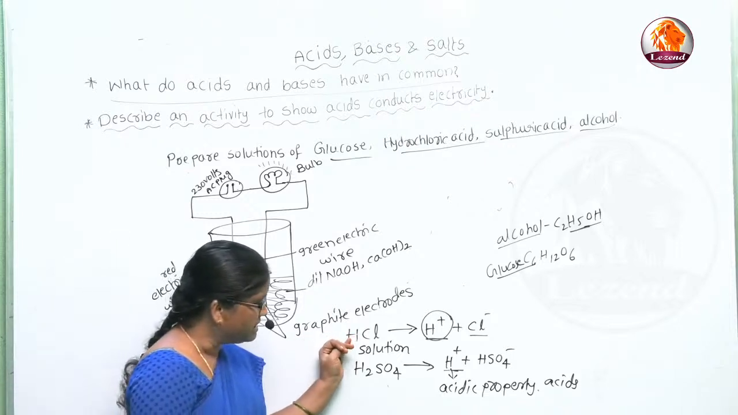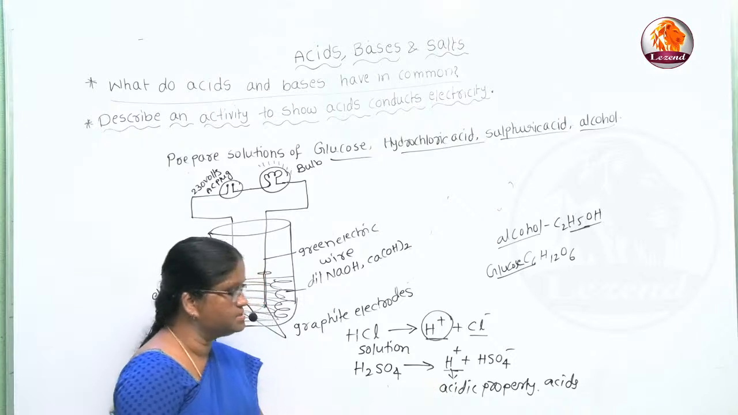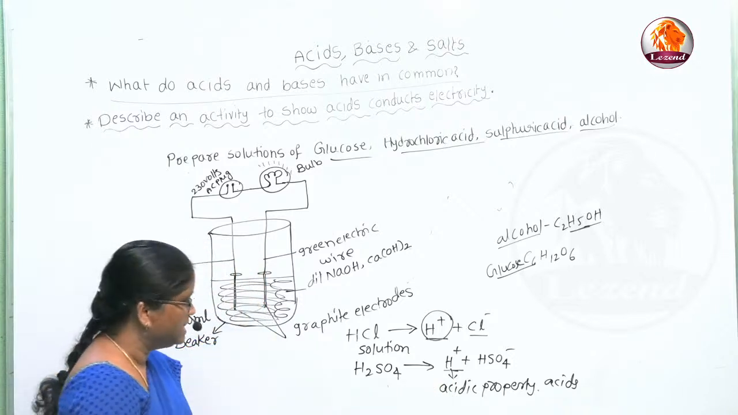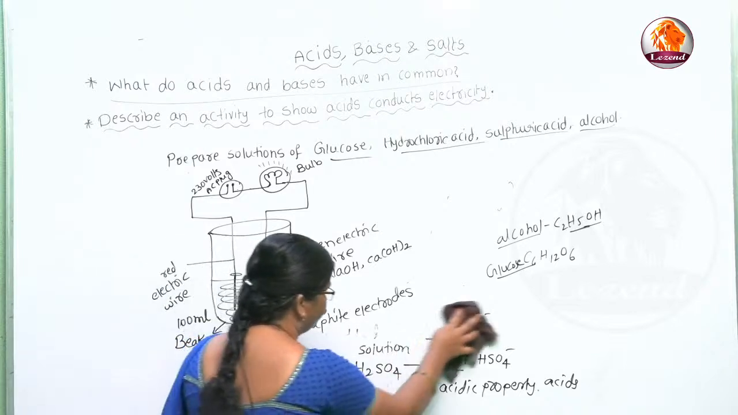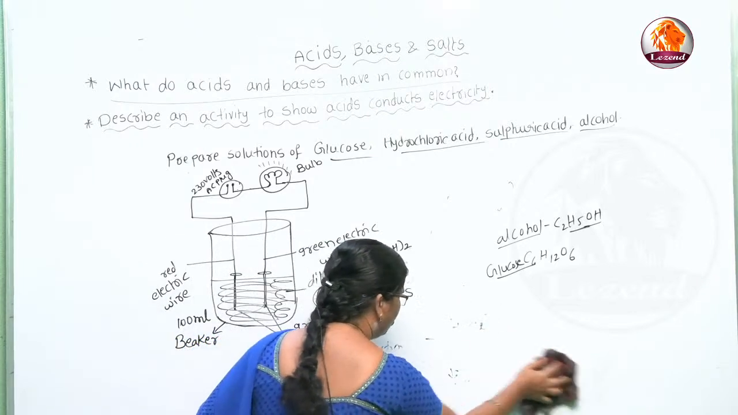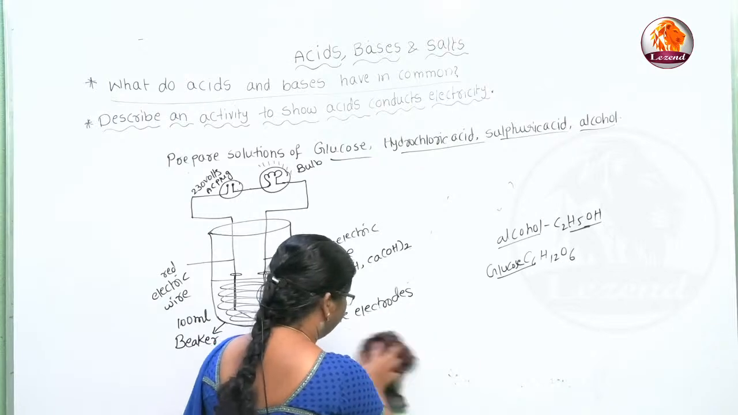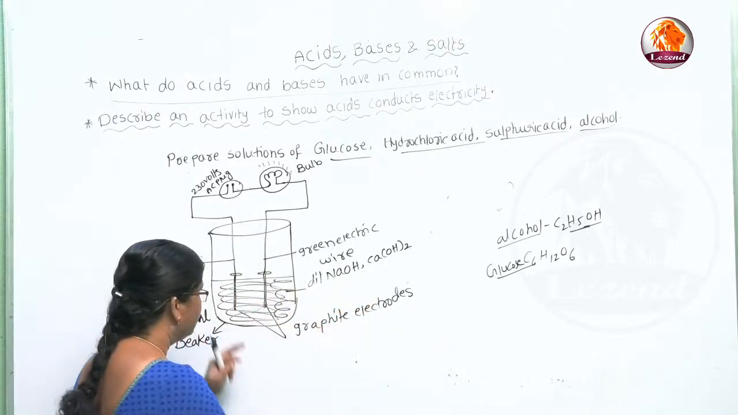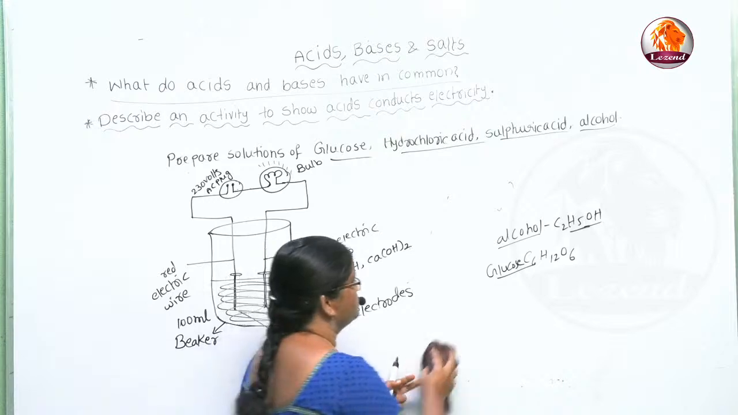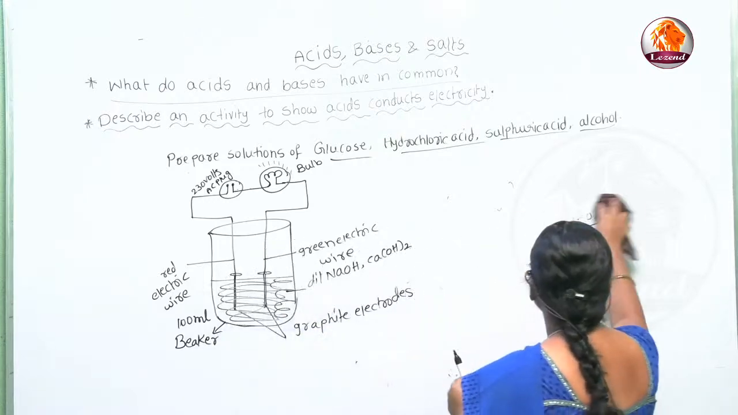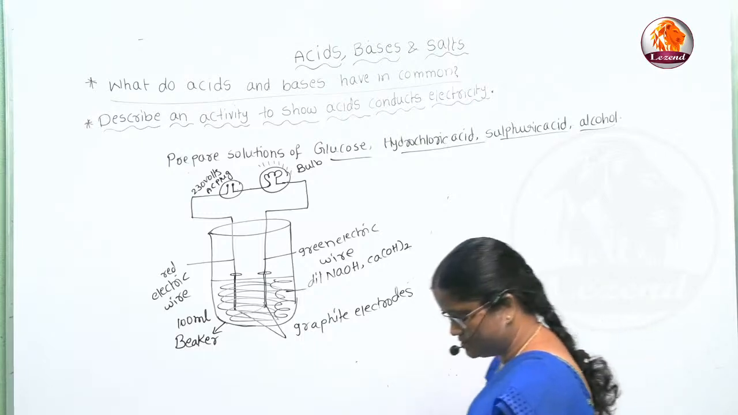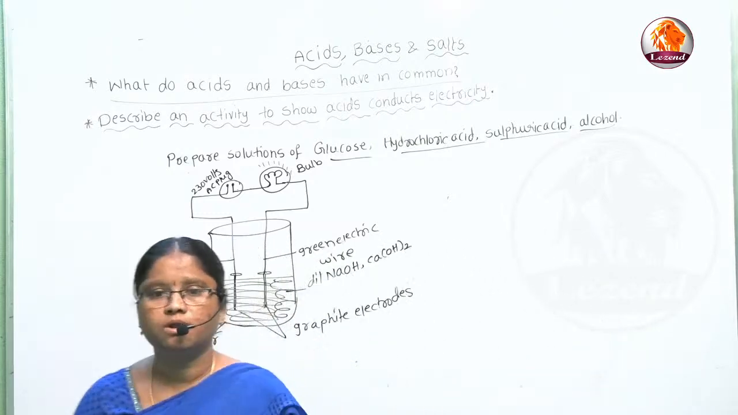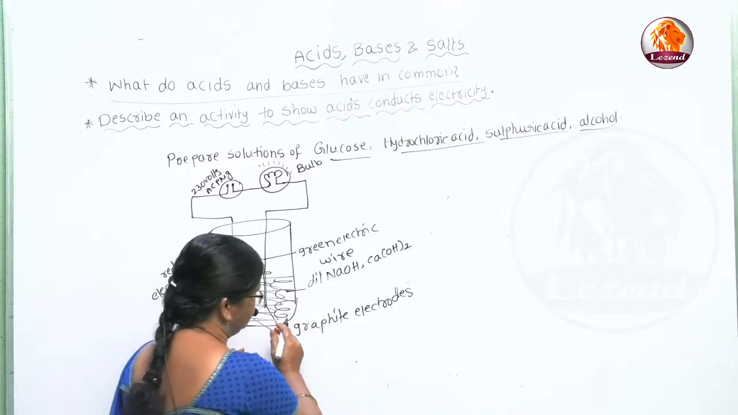In acid solutions, H plus ions are responsible for the acidic property. In the same way, if we consider a basic solution in a beaker, which ions are responsible for the glowing of the bulb? We consider different solutions, and in each case we observe whether the bulb glows or not, in basic solutions also.